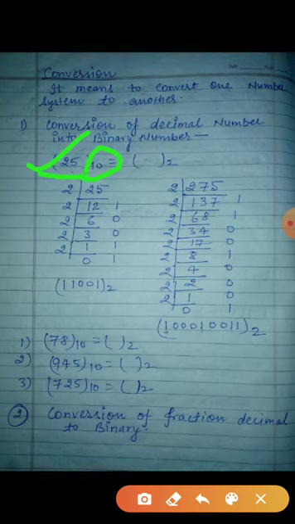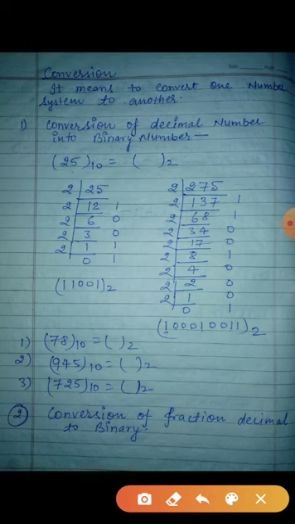Now your question will come in this format. This is a decimal, and here you will convert this decimal number into binary. This is the format of the question. Now the question is, how will you solve it? You write here, take the number that is given here.